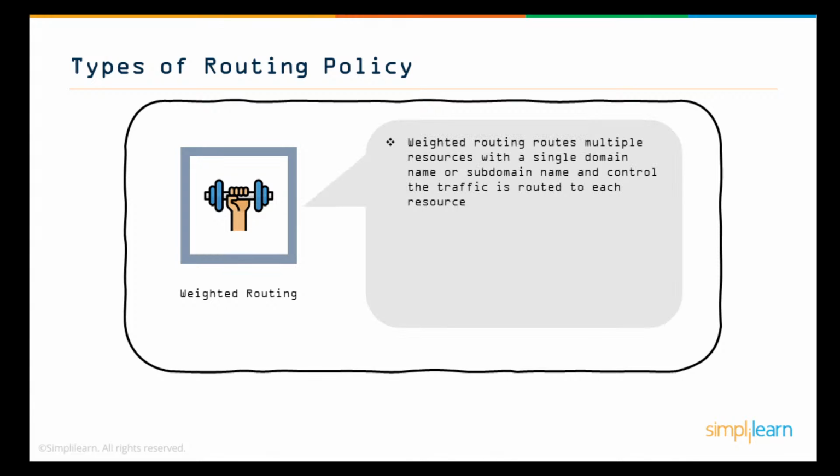So in the case of a weighted routing policy, weighted routing routes multiple resources with a single domain name or subdomain name and controls the traffic that is routed to each resource. It is a bit tricky to use a weighted routing policy, and I would appreciate it if you go to the AWS documentation and try to understand how the formula is used, and accordingly plan the traffic proportions where you want to send the requests. It is useful for load balancing and testing new versions of the software.